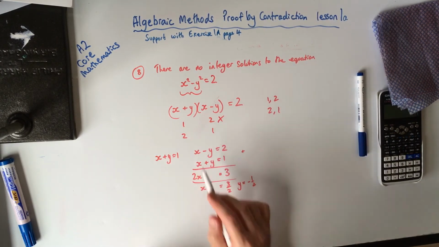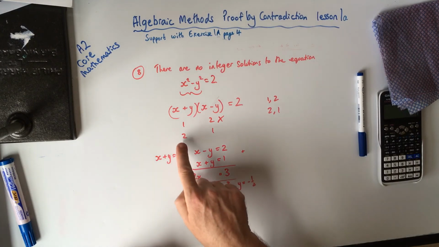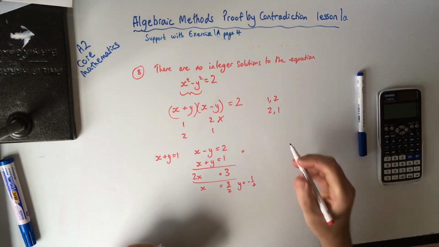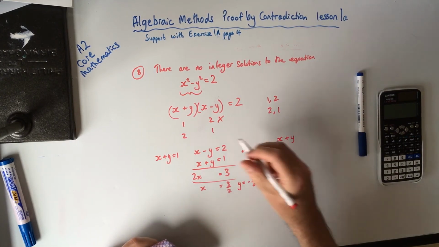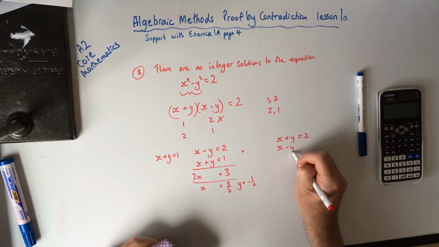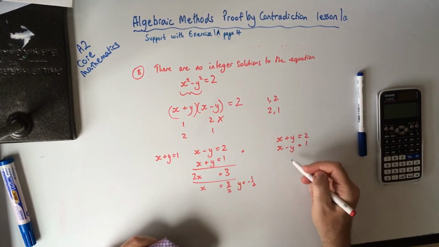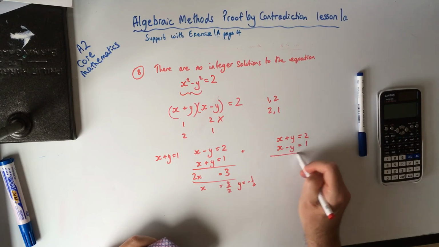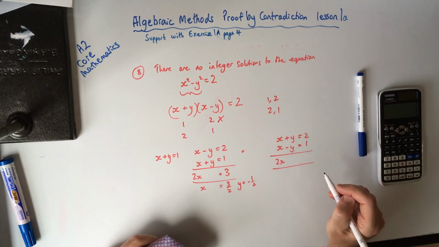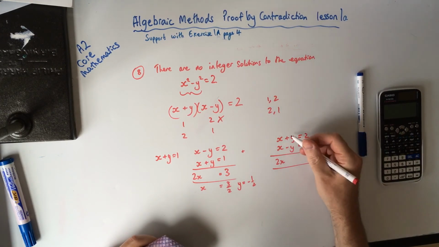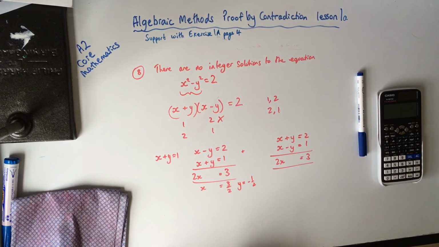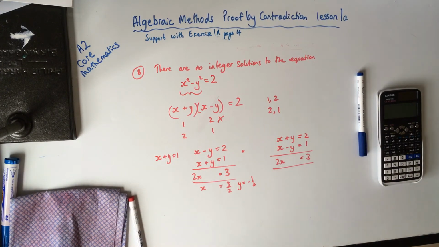And if we did it the other way around, the only other option is for x plus y to be equal to 2 when x minus y is equal to 1. If we solve that, again adding them together, we get 2x is 3, which is the same thing again, isn't it? So it doesn't actually work.